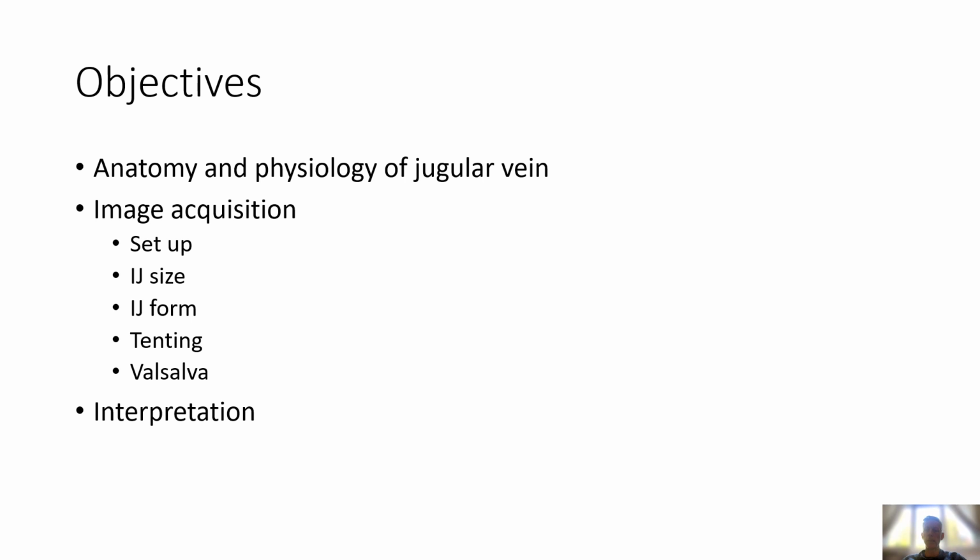The objectives of this presentation are to review the anatomy and physiology of the internal jugular vein. As mentioned, there is a certain amount of background information that is needed in order to understand the appearance of the IJ on ultrasound. Next, I will discuss image acquisition and review the setup of the exam and look at different factors related to the appearance of the IJ that can inform the clinician about CVP. Along the way, I will also make note of important features of the exam that can impact interpretation and clinical integration.